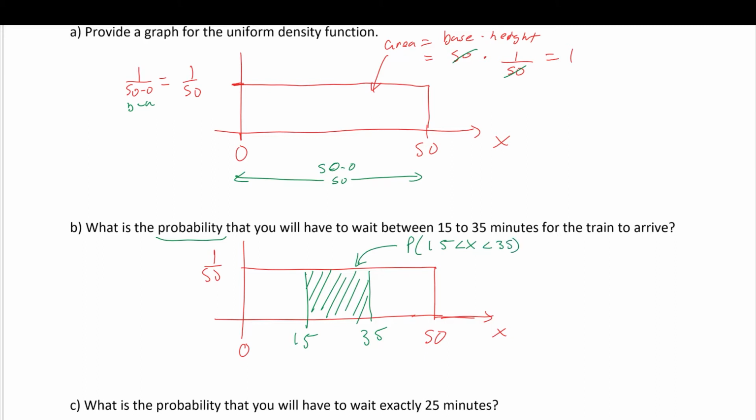Now, it doesn't matter if you have the equal sign or not. And if you've been paying close attention, you should know why. And that is because the probability of any single value is 0. So if you include 15 as an endpoint, it doesn't add to this probability at all.